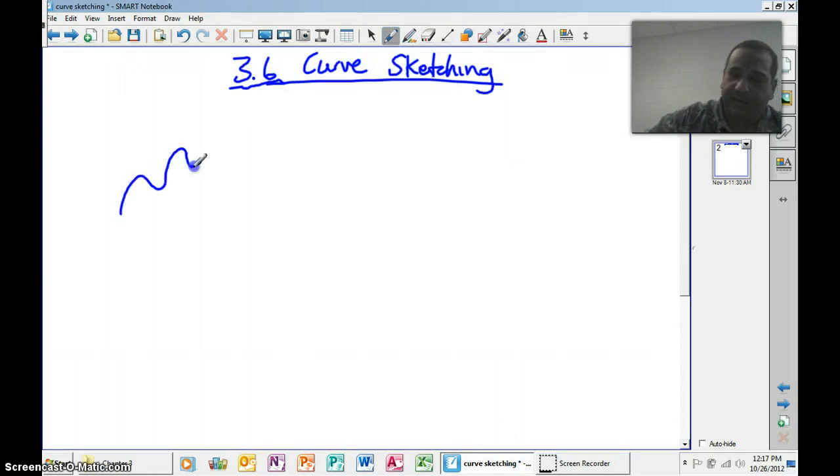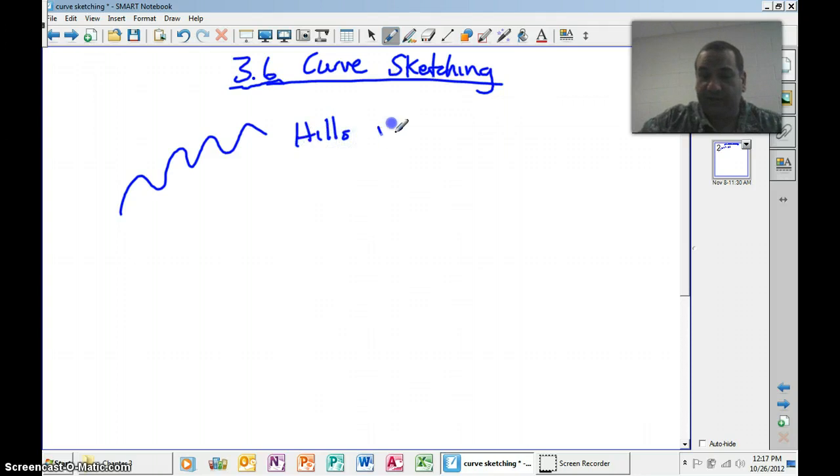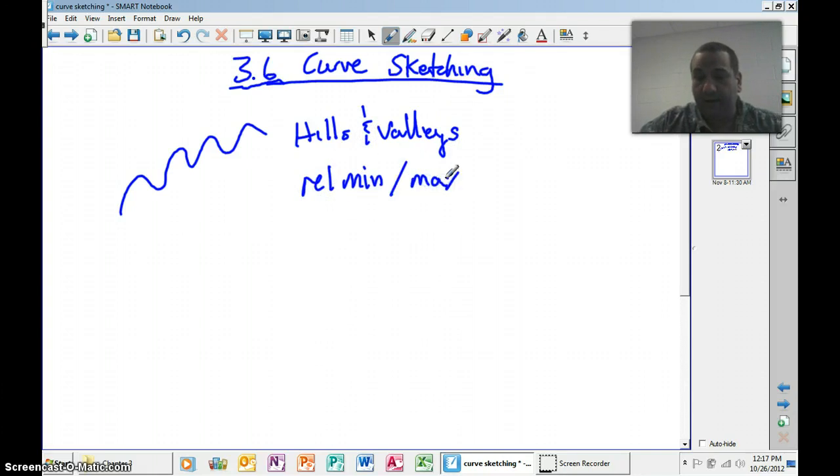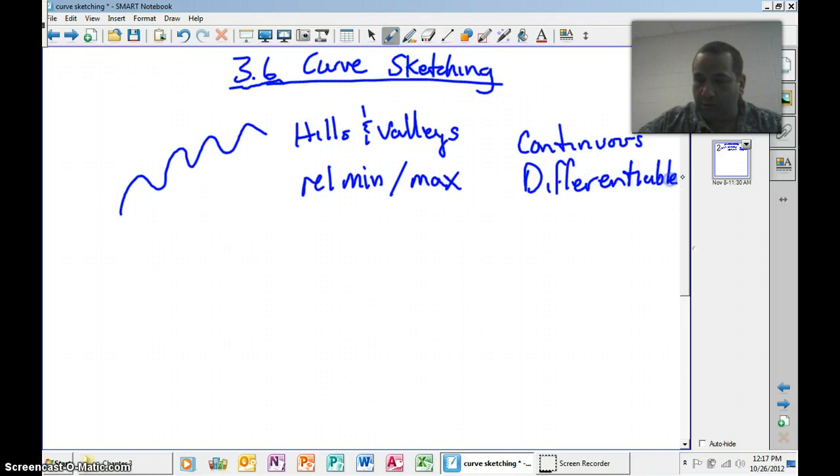So if I have a derivative that goes like that, all right, that derivative has hills and valleys. So it has some hills and has some valleys. So that means relative mins and maxes. All right? It's continuous and differentiable. And it's differentiable. All right?